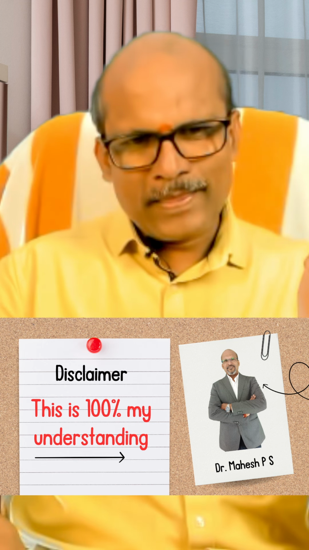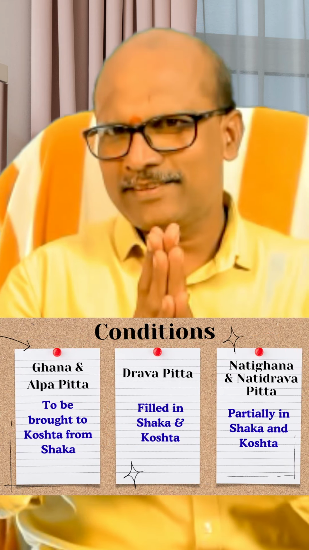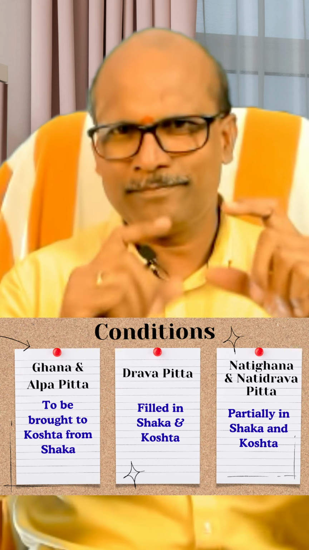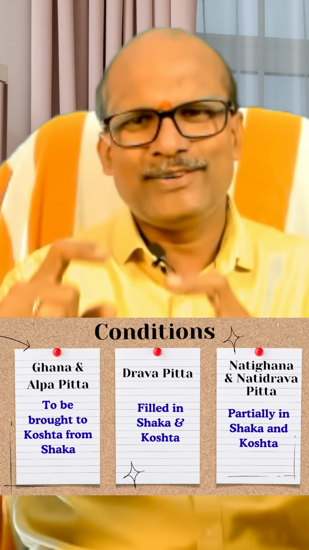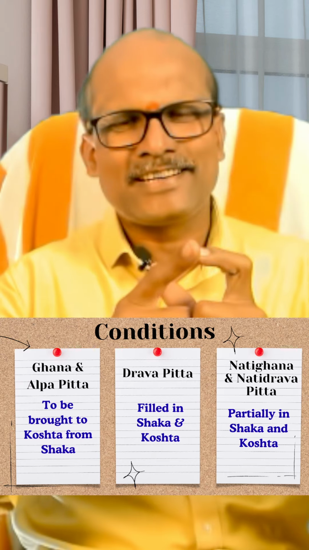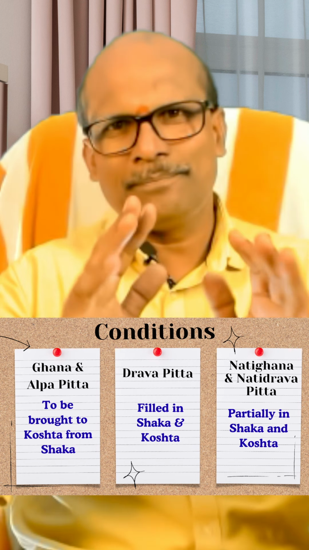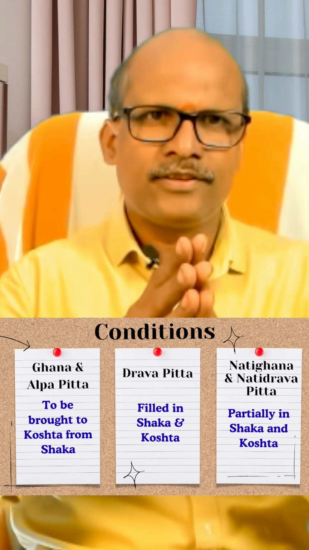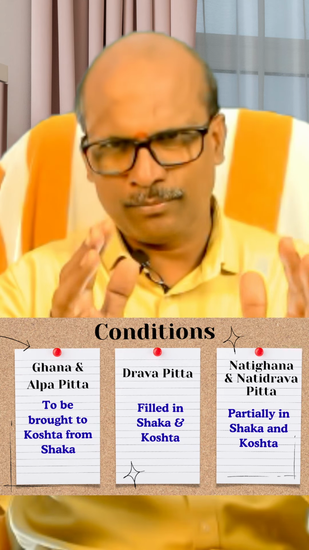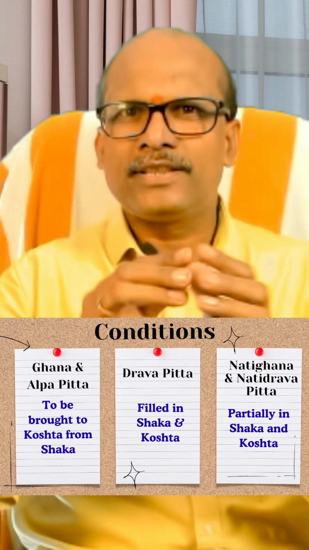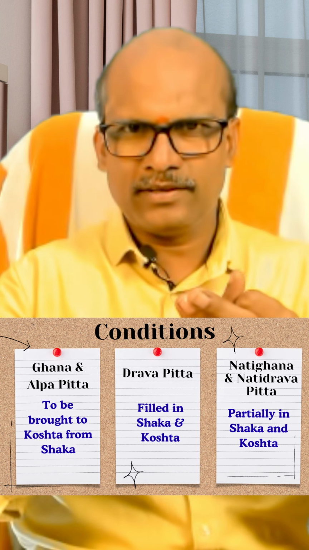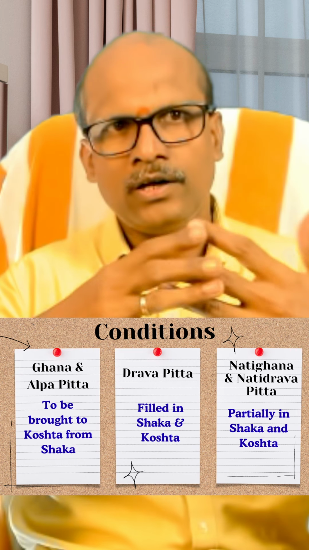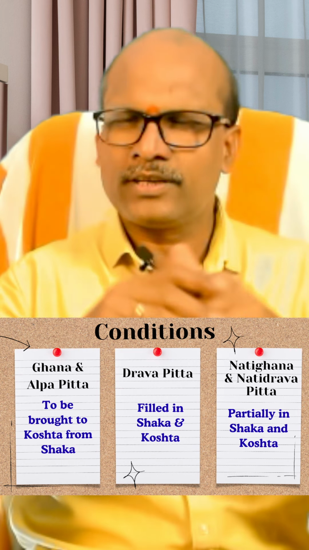Now, the first very important thing is we need to understand the conditions. Rogamadau Parikshet Tato Anantara Aushadham: first, we need to examine the disease, then examine the medicines, and then we can select the right medicines and prescribe. Now, consider the pitta. As per my understanding, there are three conditions or stages of pitta in the body. One is pitta is Ghana and Alpa, in small quantities, very little in the Kosta, and Ghana in the Shakha or in the Yakrit, meaning it has not yet come to the Kosta.